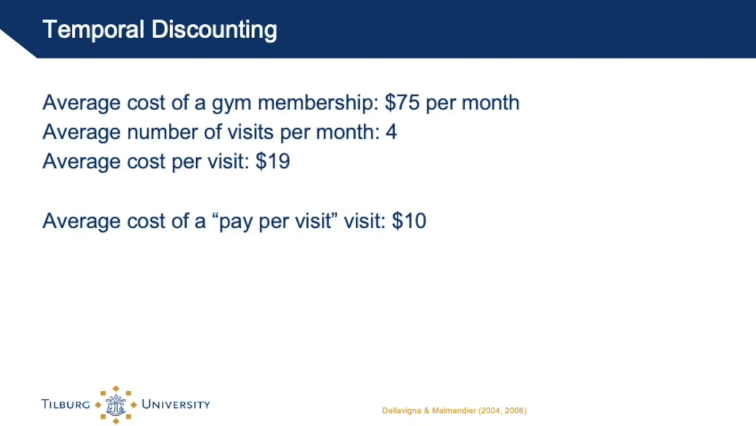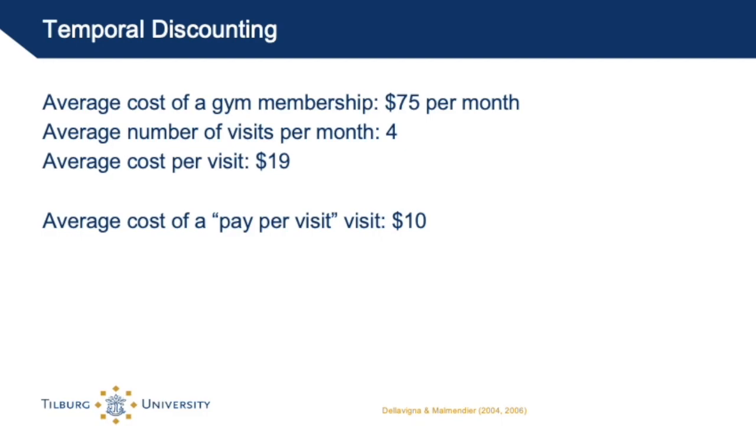Even though many gyms are closed at the moment due to COVID-19, in Germany actually this week gyms are allowed to reopen. And now we could use this as an opportunity to reflect on the average cost of gym memberships in a study from 2004 and 2006. DellaVigna and Malmendier actually asked participants how much they paid for their gym membership per month. On average, this was $75. And on average, they visited the gym 4 times per month. So if you do the math, that means a single visit therefore costs the gym members on average $19.